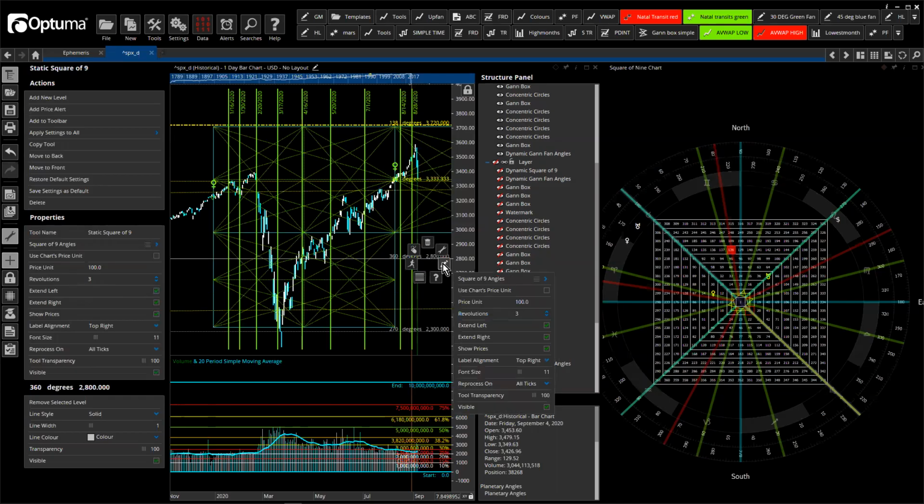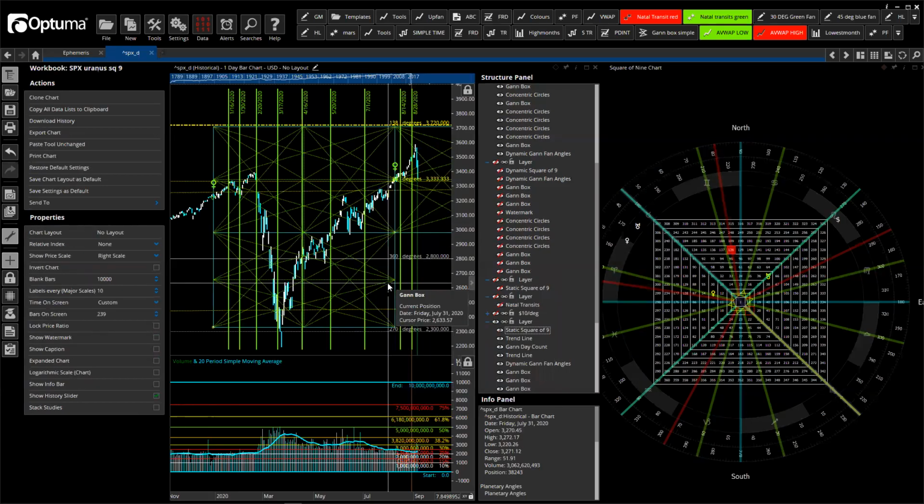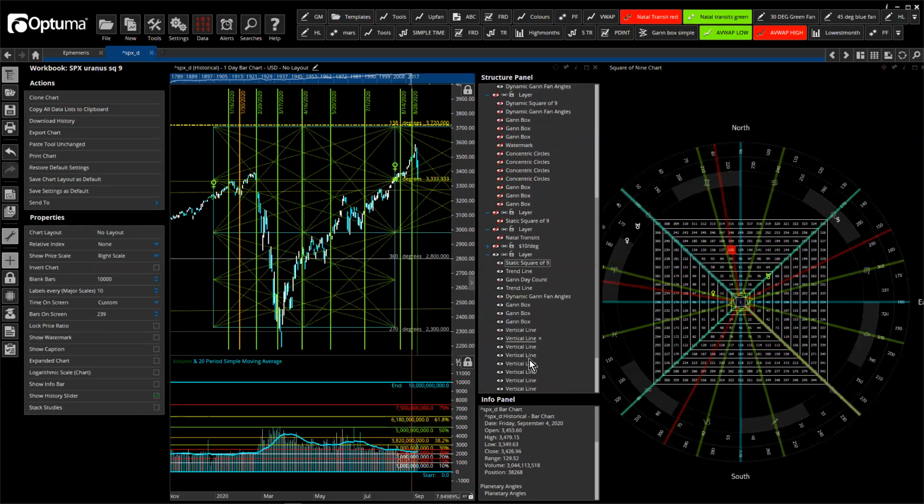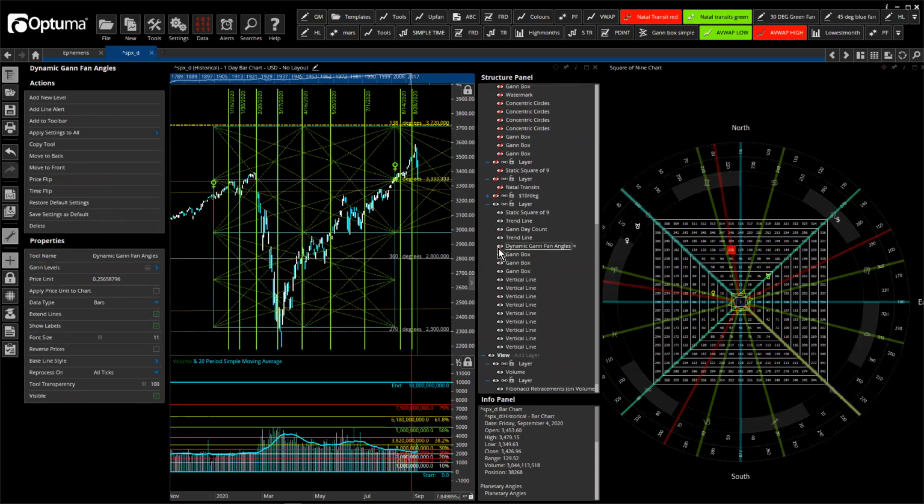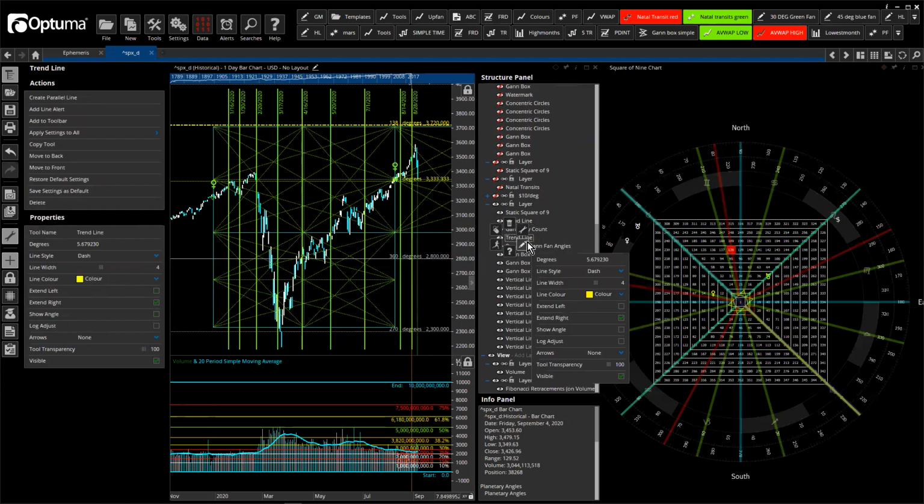If I were to take my static and change it to $100 per degree, then all these boxes need to change too. So let's first knock back this dynamic GAN-FAN, because that dynamic GAN-FAN was set to the higher level. We can actually bring this down. So write the trend line here.